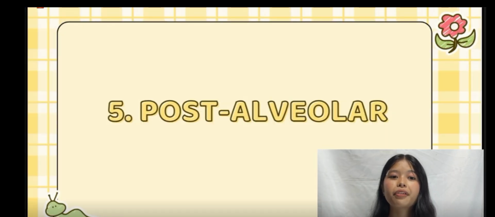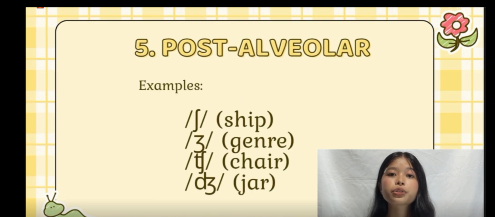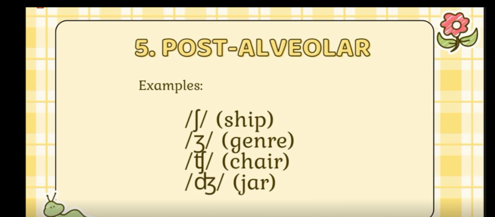For the fifth one, we have post-alveolar, with the tongue behind the alveolar ridge, reaching slightly further back. For example, sh for sheep, zh for genre, ch for chair, j for jar.